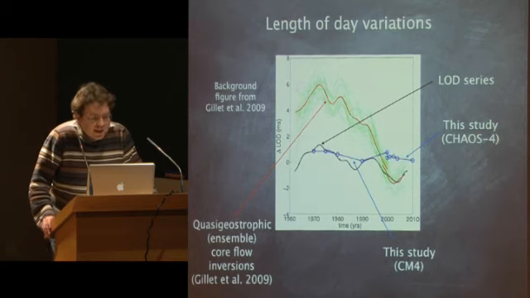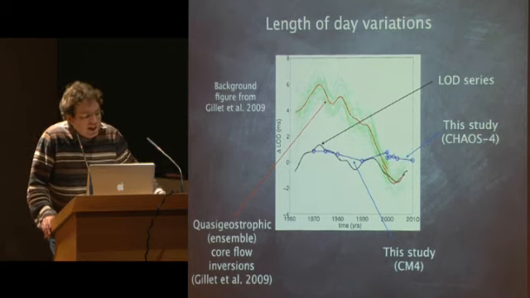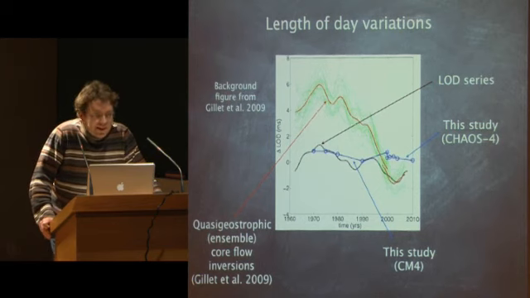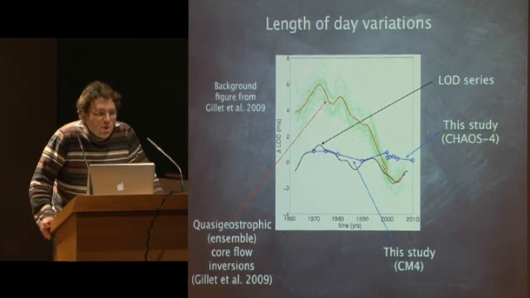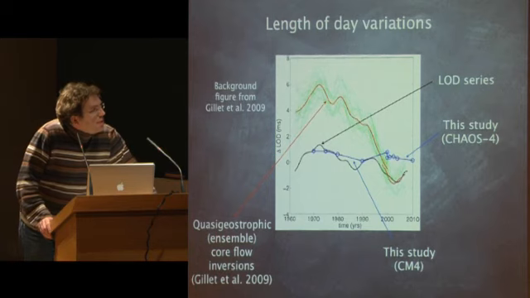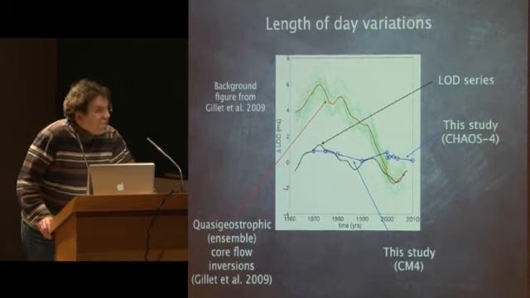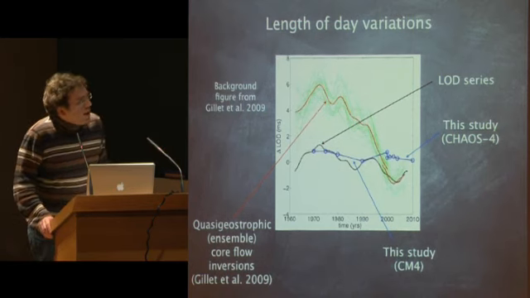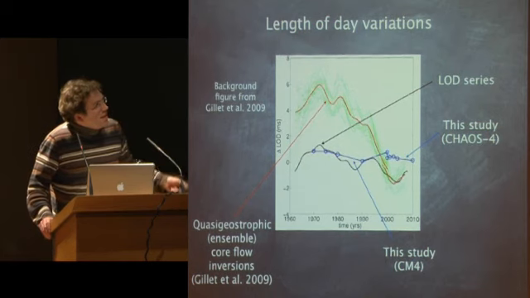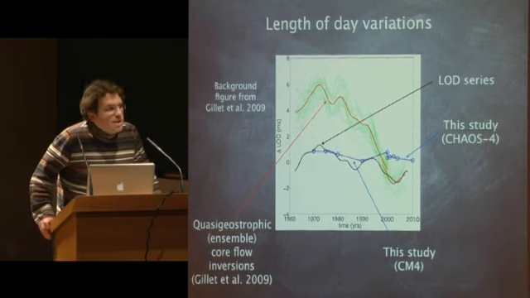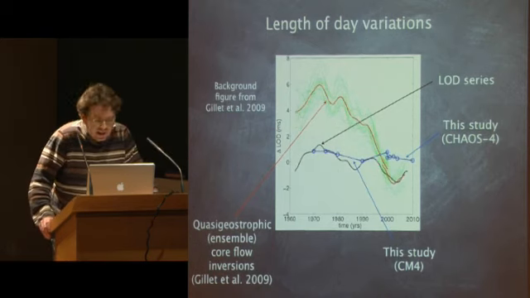The things that stand out is that none of the two studies here are able to provide a perfect fit of the length of day data. But this is quite typical of this exercise. It's usually quite tough to recover more than a general trend of length of day data. The second thing that stands out is that the quasi-geostrophic core flow inversions tend to over-predict the length of day variation in this period, while the present inversions tend to under-predict them. But both of them recover the decrease, for instance, of the length of day between 1970 and 1990.